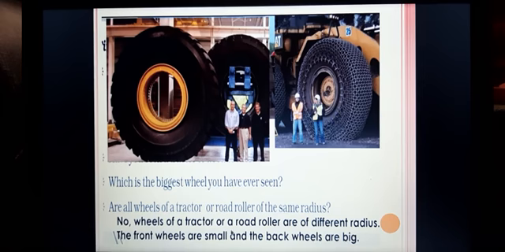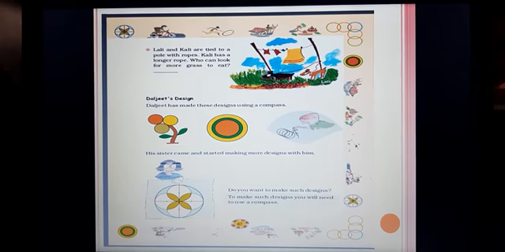Wheels of the tractor or a road roller have different radii. The front wheels are small and the back wheels are big. How is it manageable? Based on that, they have prepared the wheels there. So the radii are different. Now coming to the next page, one more activity is given. We will see that on page number 87 here.